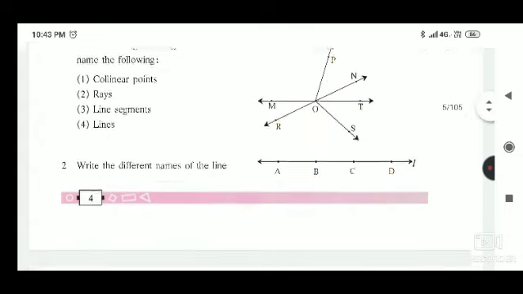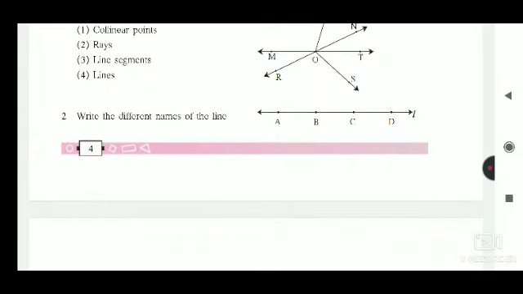Afterwards we will see the next question, question number 2. Write the different names of a line.